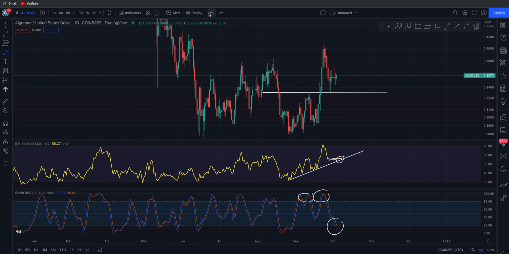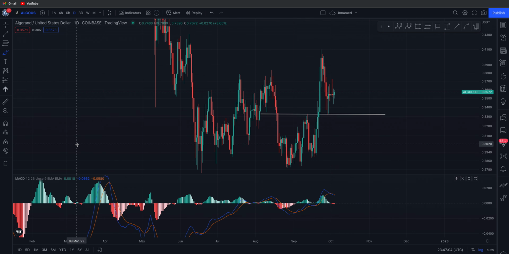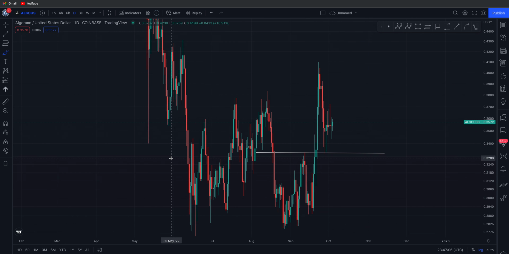So yeah, guys, that's just a quick update in regards to a few indicators. The RSI and the Stoch RSI are good ones to have in your charts to have a look at. The MACD within itself is also good.